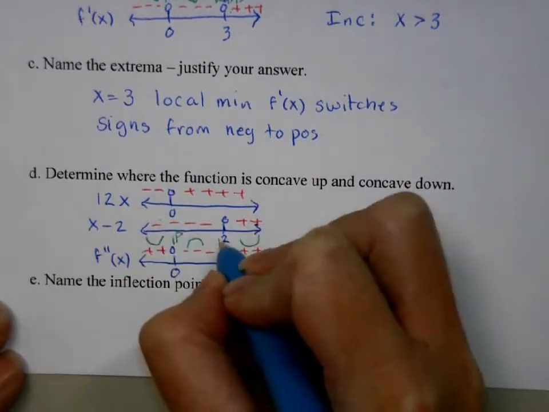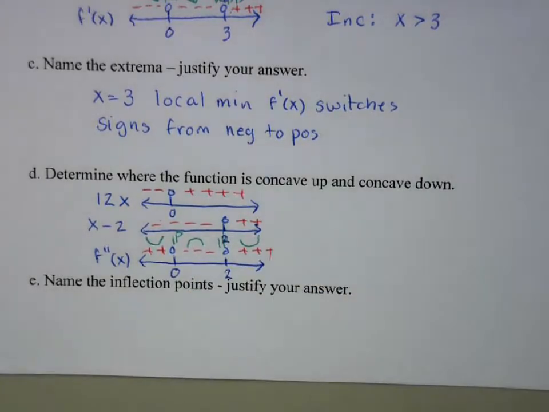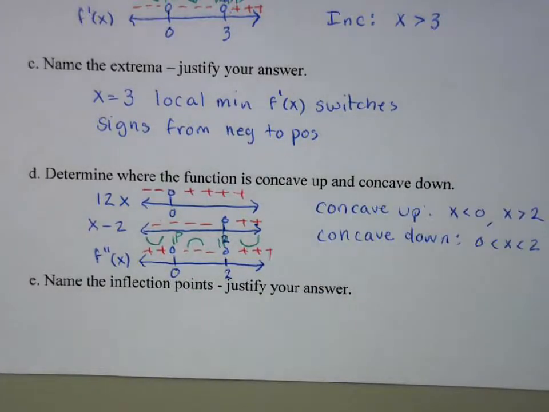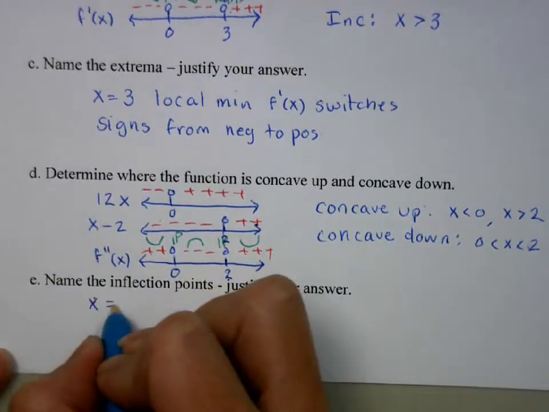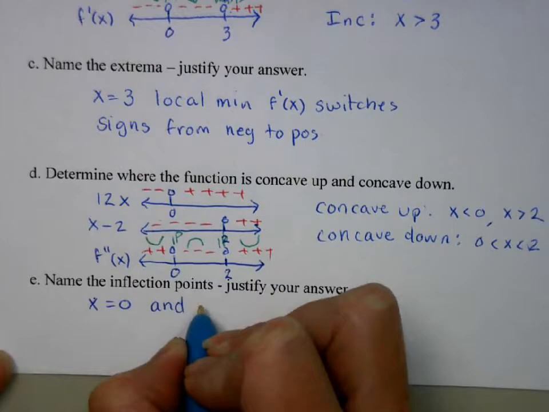So from that information, we can determine our graph is concave up when x is less than 0 and x is greater than 2 because the second derivative is positive. Concave down between 0 and 2 because our second derivative is negative. The inflection points are at x equals 0 and x equals 2, and our justification is because f double prime of x switches signs.